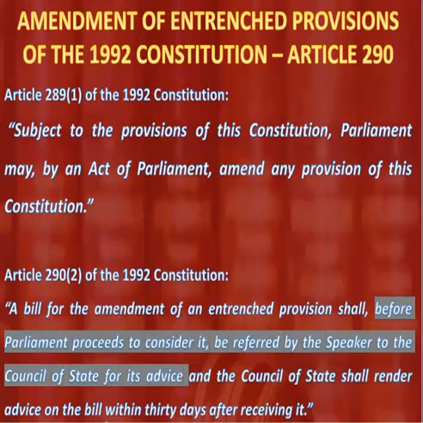Let's go back to Article 290 clause 2. It says, a bill for the amendment of an entrenched provision shall, before Parliament proceeds to consider it, be referred by the Speaker to the Council of State for its advice, and the Council of State shall render advice on the bill within 30 days after receiving it. The quote ends. What we can draw from Article 290 clause 2 is that, first of all, if you want to amend an entrenched provision, a bill for the amendment of the entrenched provision has to be tabled before Parliament.